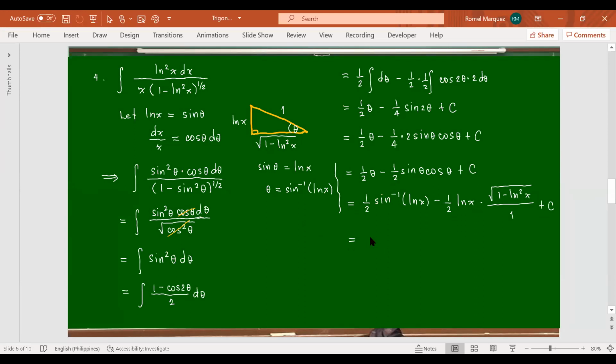So over 1, no? So plus c. So finally we have 1/2 inverse sine of ln x, or arc sine of ln x, minus 1/2 ln x times square root of 1 minus ln squared x plus c. Okay, guys? Any question with that, guys? None po, sir. No question? Are you sure?